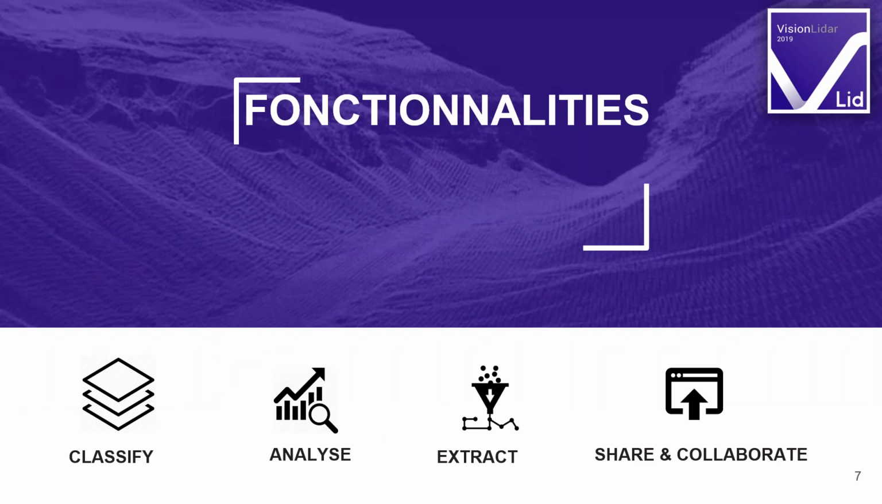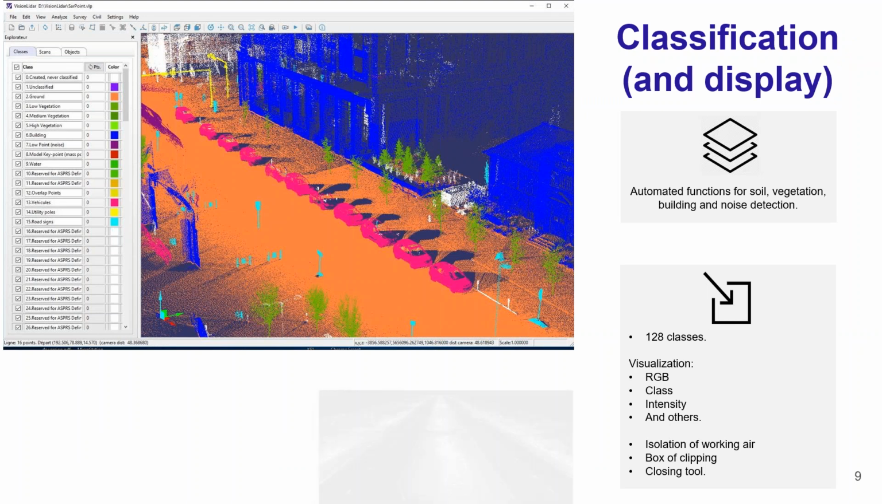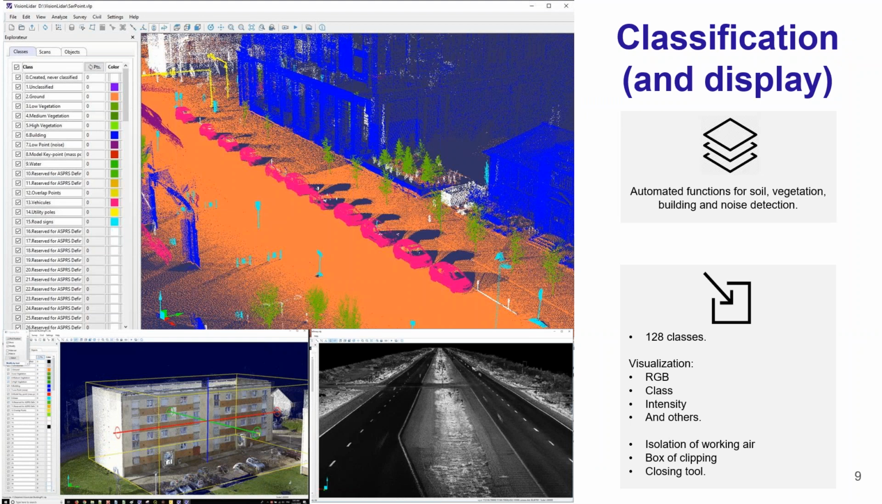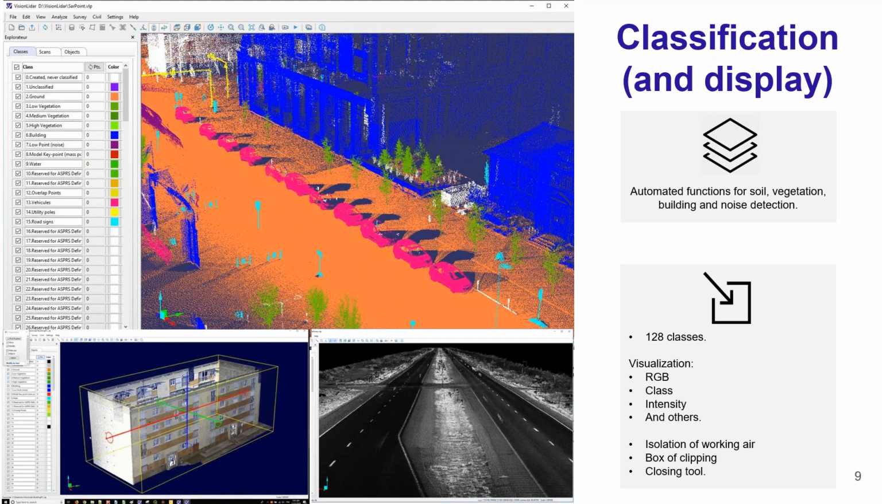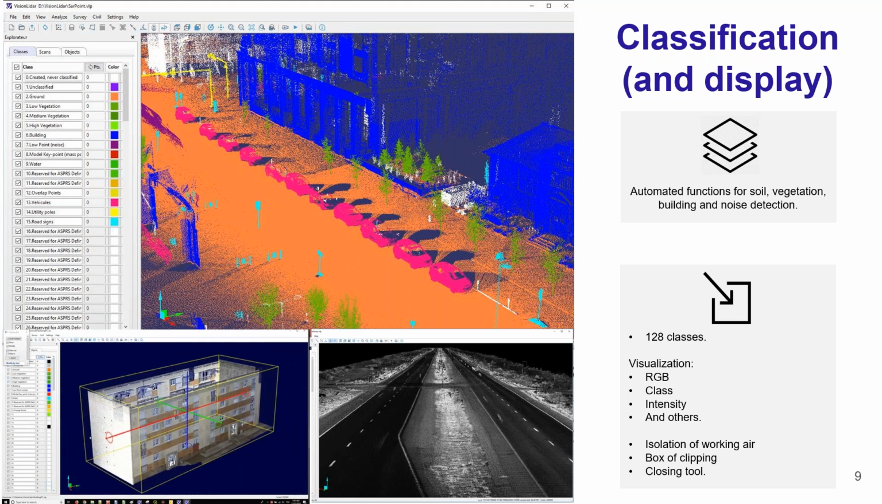The functionality of VisionLiDAR, to make it quick: we do classification, analysis, extraction, and we give an option to share and collaborate your data with other people or other software. For the classification itself, VisionLiDAR allows you to classify your data in between 128 classes. To do so, we have automated tools such as soil, vegetation, building, and noise detection. That means the software, with the parameter setup, will be able to detect all those elements for you.